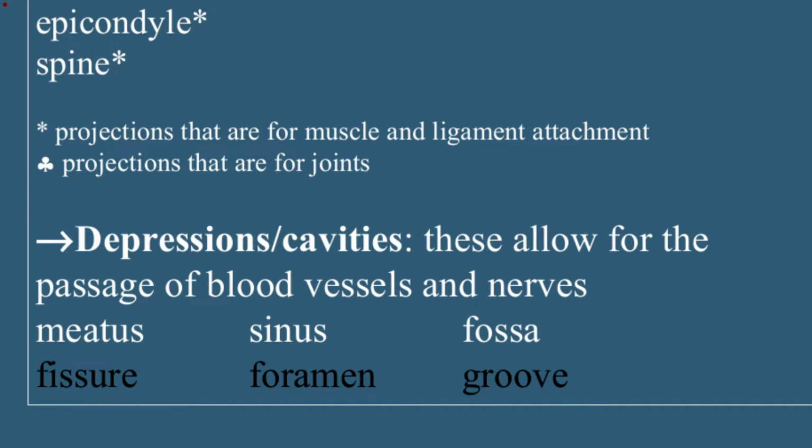Then we have depressions and cavities that allow for blood vessels and nerves to either sit in the depression or move through. Meatus, fissure, sinus, foramen, fossa, groove.